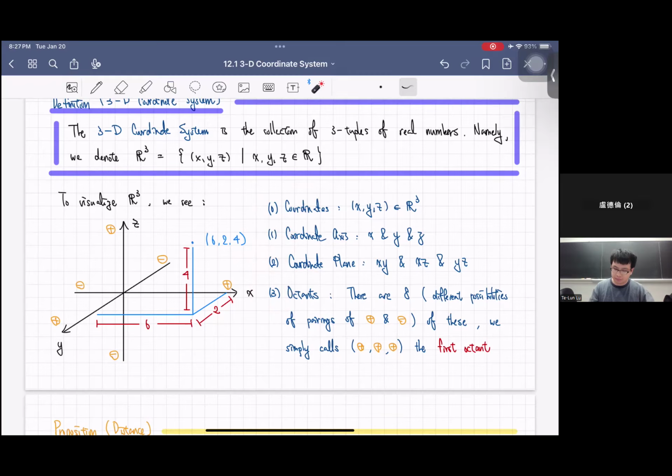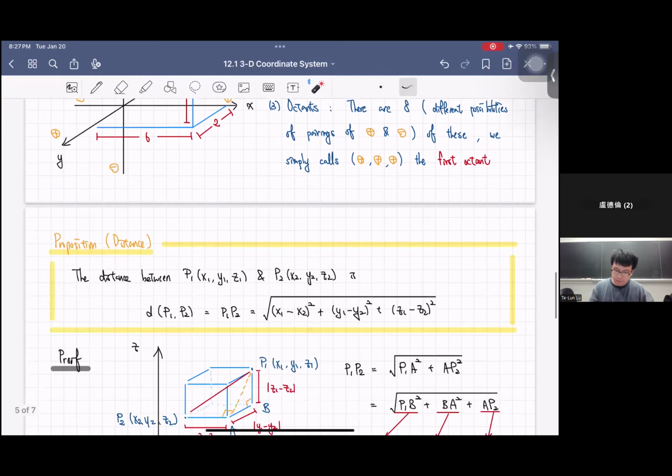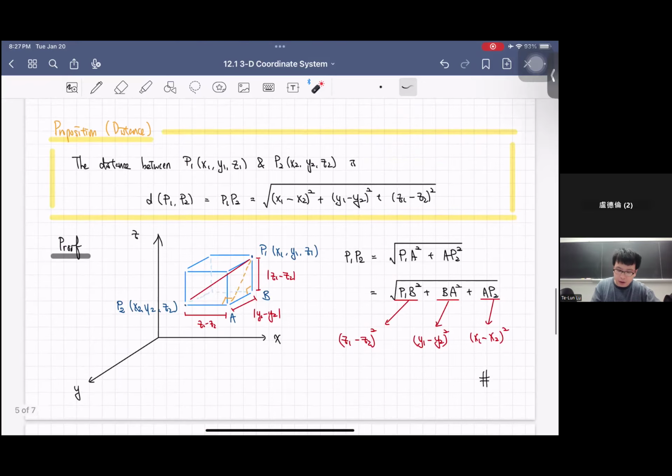Now we can define a distance. The distance between 2 points in the 3D system, P1 and P2, given by the coordinates (x1, y1, z1) and (x2, y2, z2), is defined, actually it's not defined, it's proven to be this. The distance between these 2 points is the difference between the x-coordinates squared, plus the difference between the y-coordinates squared, plus the difference between the z-coordinates squared. Sum those up, and then take the square root. Again, this follows directly from the Pythagorean theorem. So you can see that in this proof.